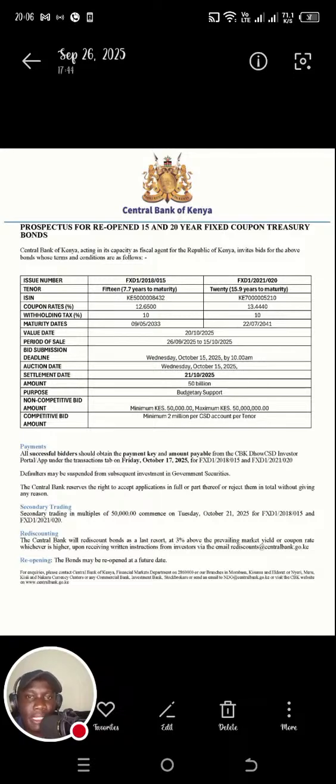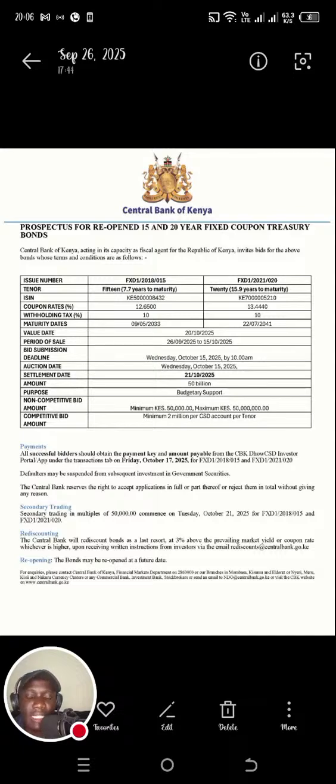Some people make the mistake of thinking that now that your bid was successful, the Central Bank of Kenya will automatically deduct the money from your account. That will not happen. It is you that will have to go and do an RTGS from your commercial bank to the Central Bank of Kenya. So get that clear.